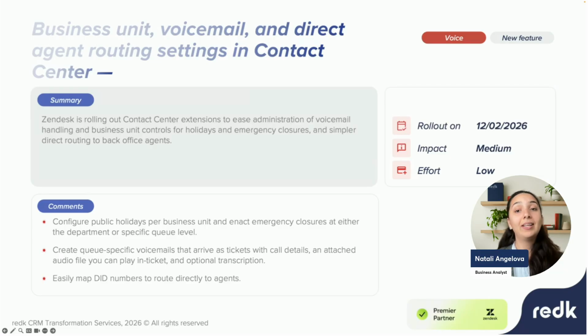So, the added settings allow contact center admins to first configure public holidays per business unit and enact emergency closures at either the department or specific queue level. The new settings also allow admins to create queue specific voicemails that arrive as tickets with call details and an attached audio file you can play in the ticket, and optional transcription. They can also easily map DID numbers to route directly to agents, with sample flows available.